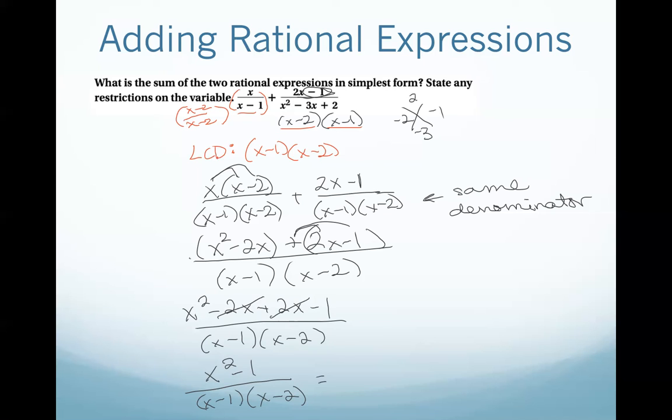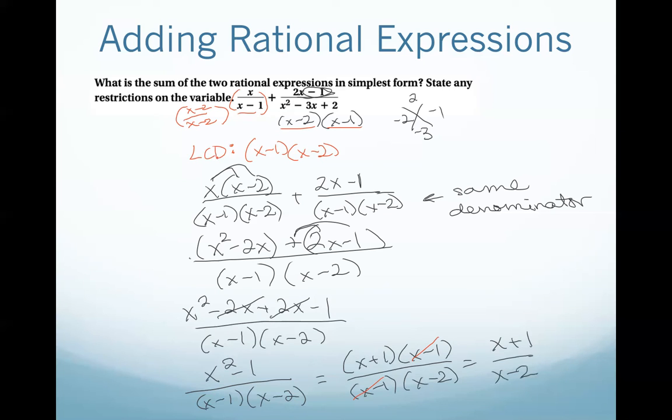Okay, now we're going to see, can we factor the numerator? The numerator does indeed factor. It's a difference of perfect squares. So that's (x plus 1) times (x minus 1) divided by (x minus 1) times (x minus 2). Simplifying this fraction, I can reduce by x minus 1. So our final answer here is (x plus 1) over (x minus 2).